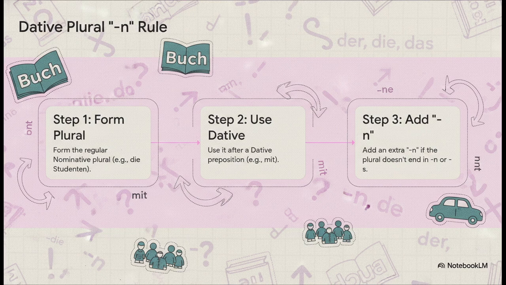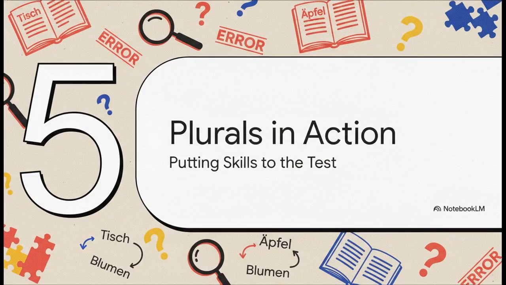Okay, now for a little grammar point that can trip people up. The dative plural. But trust me, it's just a simple 3-step check. Step 1, make the normal plural form. Step 2, check if you're using it after a dative preposition, like mit, which means with. And step 3, if that plural word doesn't already end in an N or an S, you just add an extra N on the end. That's the whole rule.